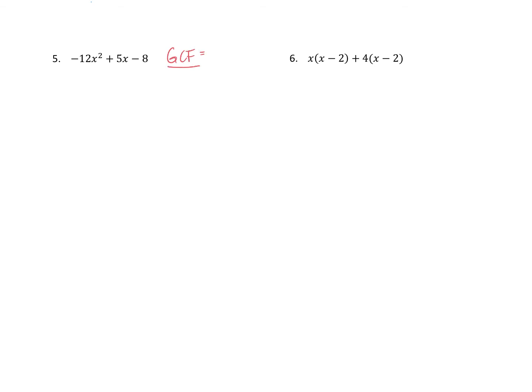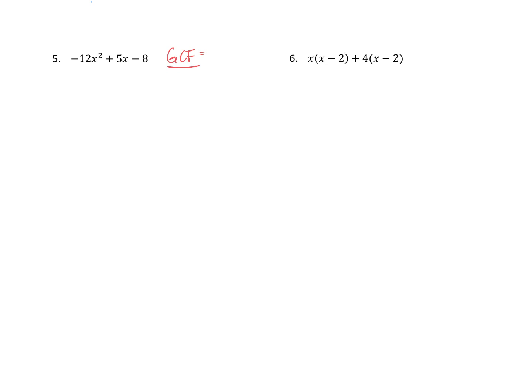So 12, 5, and 8. So maybe you thought 2, but 5 is not divisible by 2, so that won't work. There is no number that will divide out of 12, 5, and 8 evenly. They don't have any common factors, so no number. What about x's? Do they all have an x? No, the 8 does not, so you can't divide out an x.